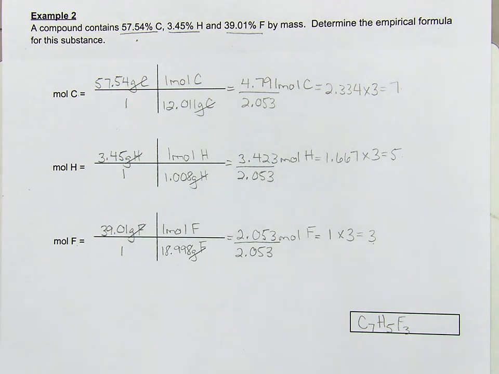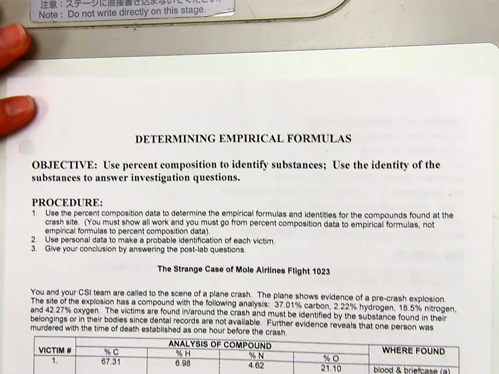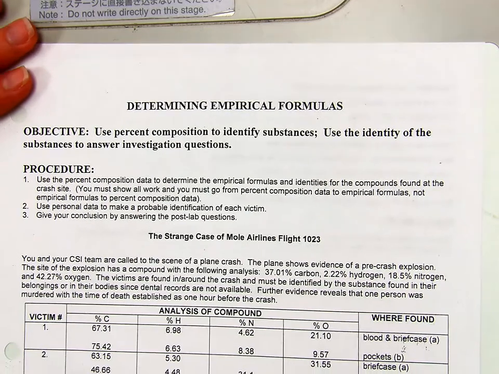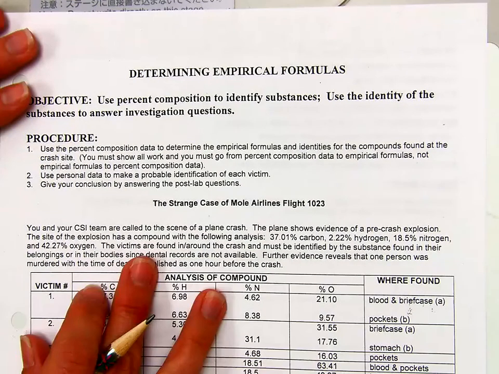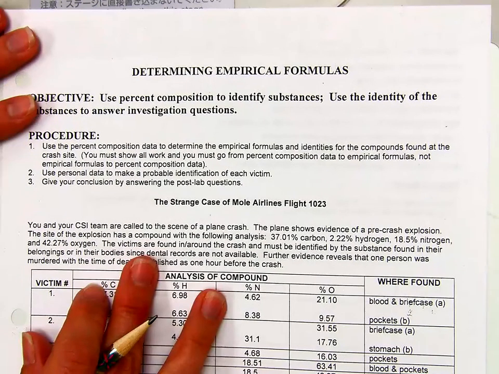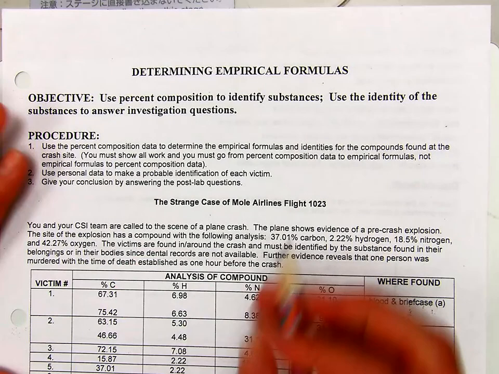The way that we're going to practice this is actually through a lab. The title of the lab is determining empirical formulas, but what's kind of cool about this is you are going to be part of a CSI team. I'm going to skip the procedure a second and just go to this paragraph. It says you and your CSI team are called to the scene of a plane crash. The plane shows evidence of a pre-crash explosion. The site of the explosion contains a compound that has this analysis.